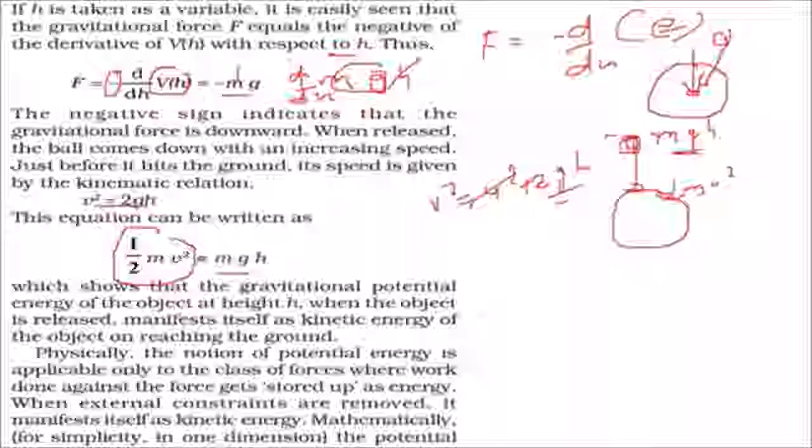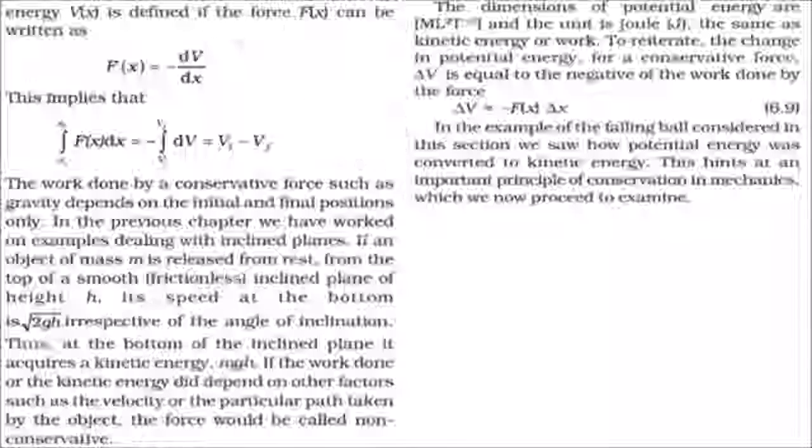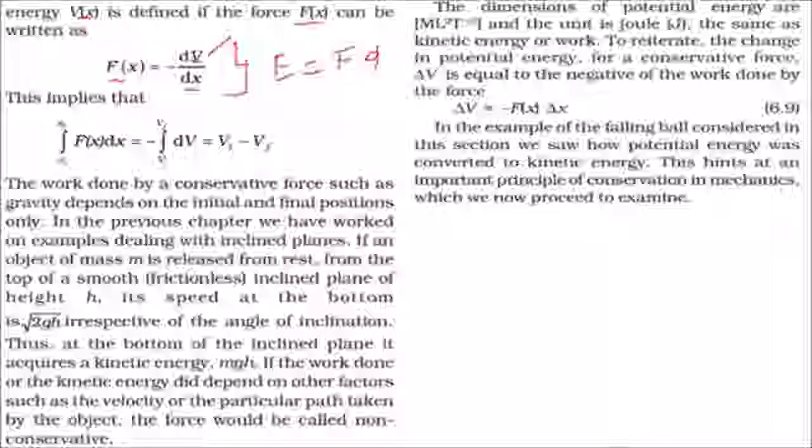So the notion of potential energy is applicable only to the class of forces where the work done against the force gets stored up as energy. This virtue of being stored as energy is the potential energy. The potential energy V(x) is represented with respect to F(x), the force. This force F(x) is given by minus dV by dx. This you have to understand. This is the rate of change, or the differential, of energy with respect to displacement. We already know that energy is force into displacement, so the force is energy per displacement. When we take a very small value, it becomes dV by dx, where V is the energy here.